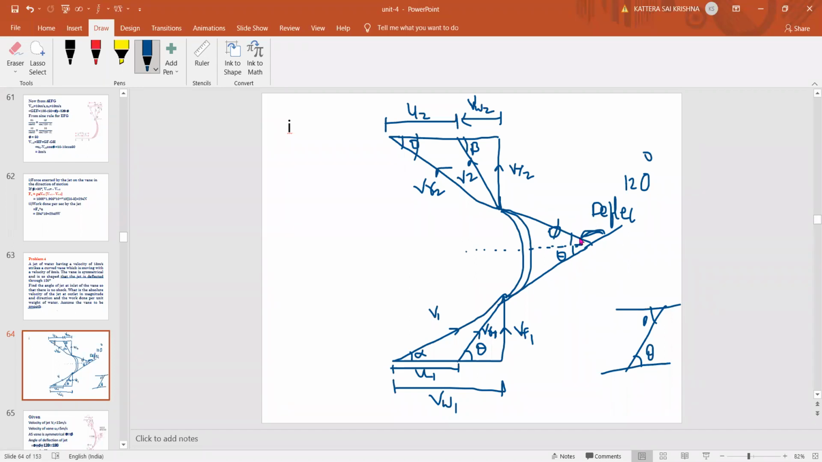Whenever the word deflection angle is given, you need to remember the angle given is this one. If he gives the vane angle at outlet, that is beta star, which will be with the horizontal here. These two points are very important, remember them. The deflection angle is nothing but the angle between the VR1 direction and the next VR2 direction.